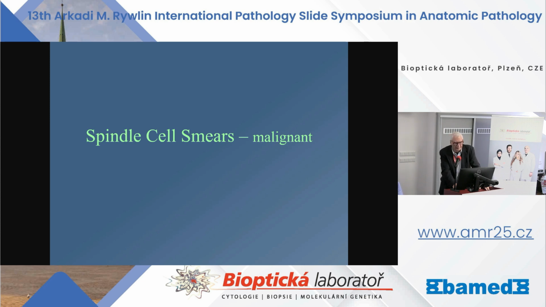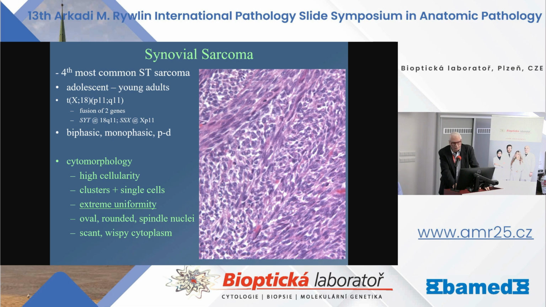How about a malignant one? Most people think of spindle cell sarcomas. What's the first tumor they think of? They think of synovial sarcoma, the 4th most common soft tissue sarcoma. That's a typical age range, and we all are very familiar with the X18 translocation, and those are the genes that are involved right there. Most of these are monophasic, but a proportion are biphasic, and there is a much smaller proportion, which is the poorly differentiated variant. This is a histopathology familiar to all of you.